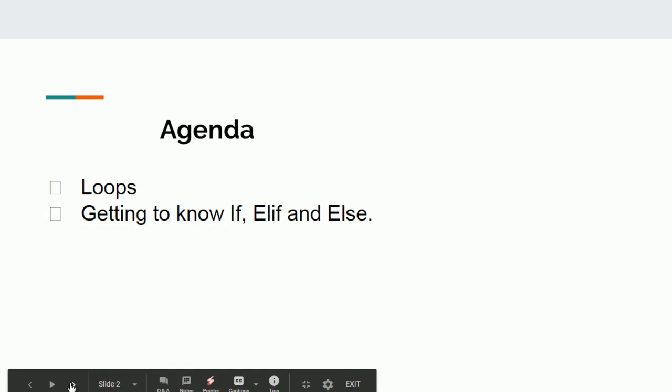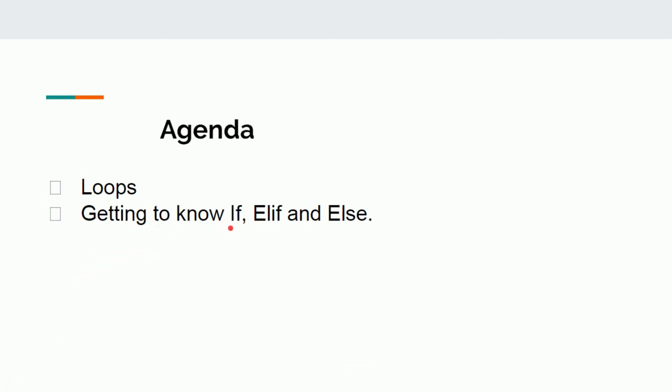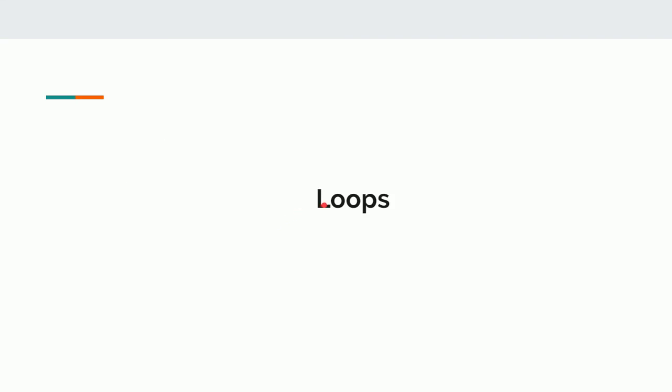In this video, we're going to get to know loops and a little bit of if, elif, and else. So I'll tell you guys a quick definition of what a loop actually is. A loop is used for iterating over a sequence that is either a list, a tuple, a dictionary, a set, or a string. This is less like other programming languages and works more like an iterator method found in other object-oriented programming languages.